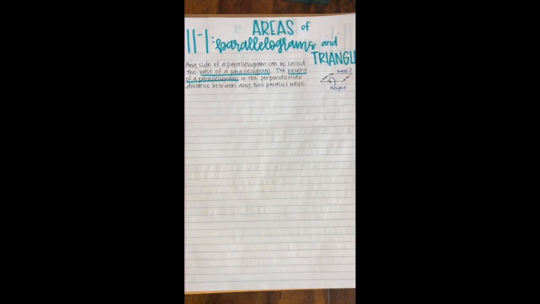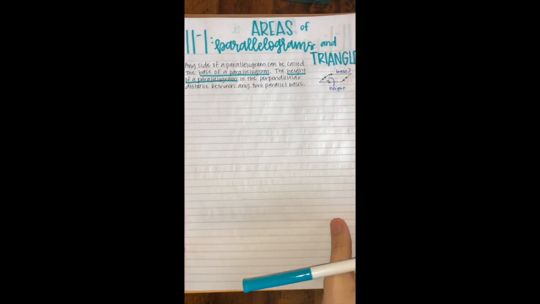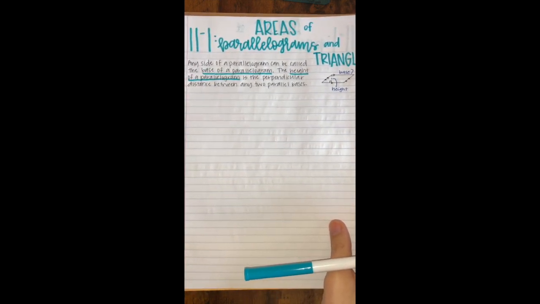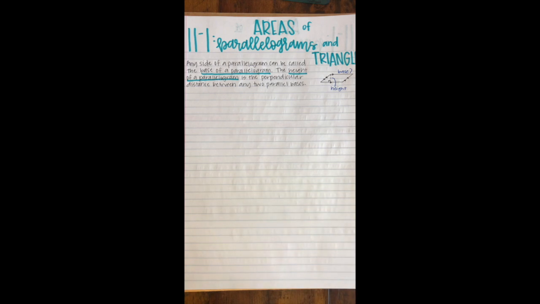So today we're going to be talking about areas of parallelograms and triangles. And the first thing we need to talk about is parallelograms. So any side of a parallelogram can be called the base, but the height specifically has to be a perpendicular distance between two parallel bases.